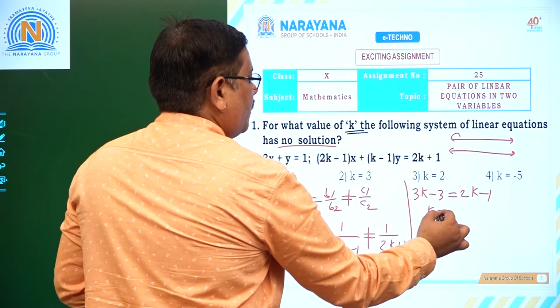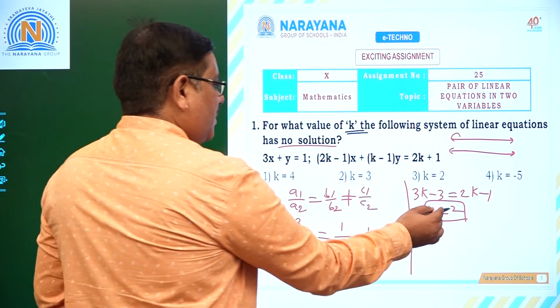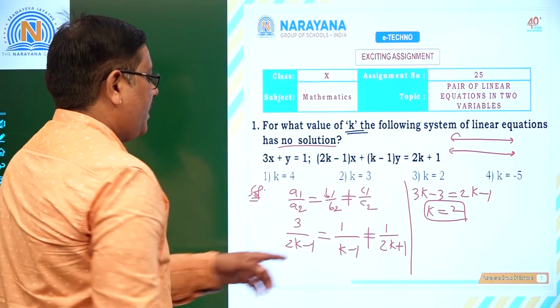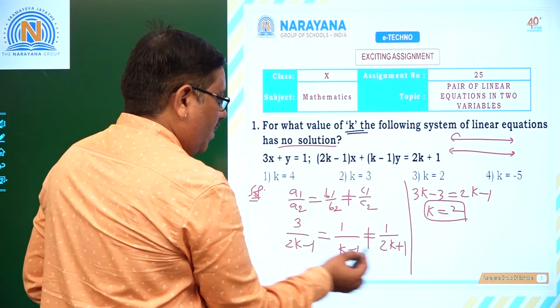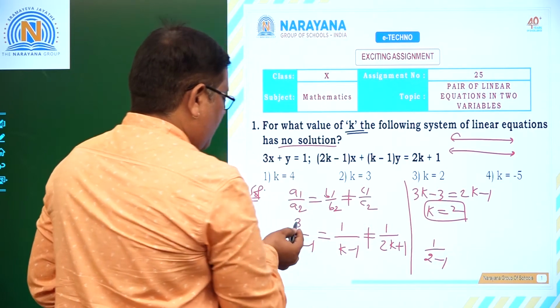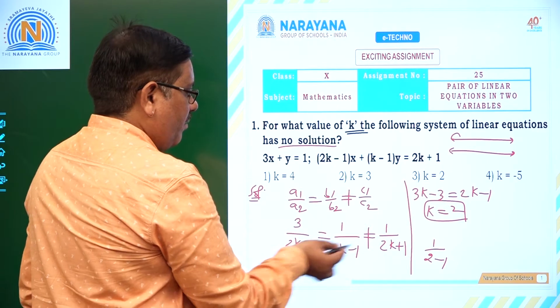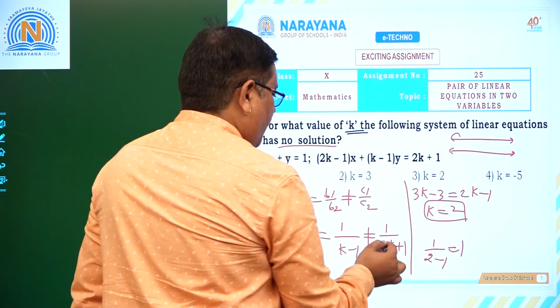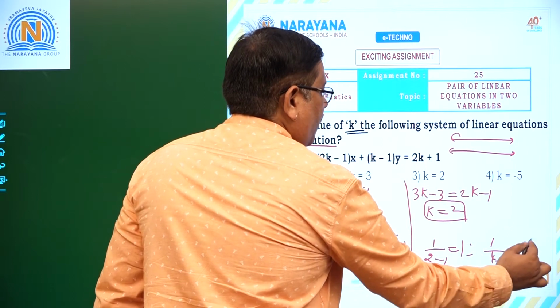So here k is equal to 2. K must be 2. At the same time, if k is equal to 2, we have to verify whether the inequality is being followed or not. If k is 2, what do you have now? 1 by 2 minus 1 is this value. So here also 3 by 4 minus 1, that is 1 by 1, it is 1, this is 1. What about the third ratio? 1 by 2k plus 1, 1 by 4 plus 1, that is 1 by 5.